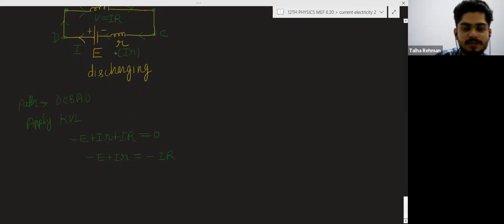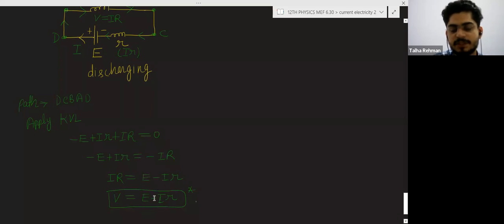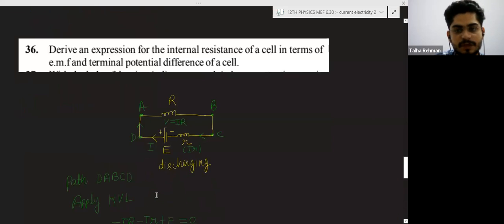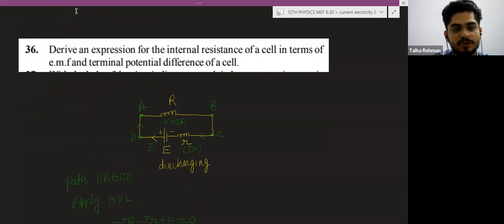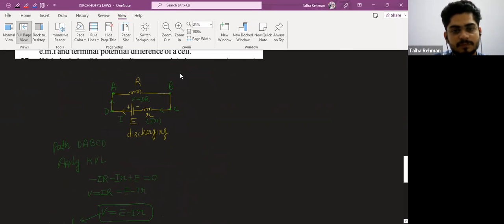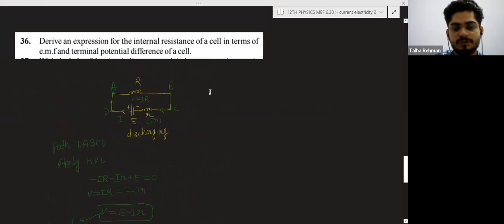Now take minus common, so you will get Ir is equal to E minus IR, and this Ir is equal to V, so V is equal to E minus IR. So again we have got the same answer. V is the terminal potential difference. So this is the expression for terminal potential difference. Okay guys, just please note it down, take the screenshot, and then we will solve a question on the KVL, Kirchhoff voltage law.